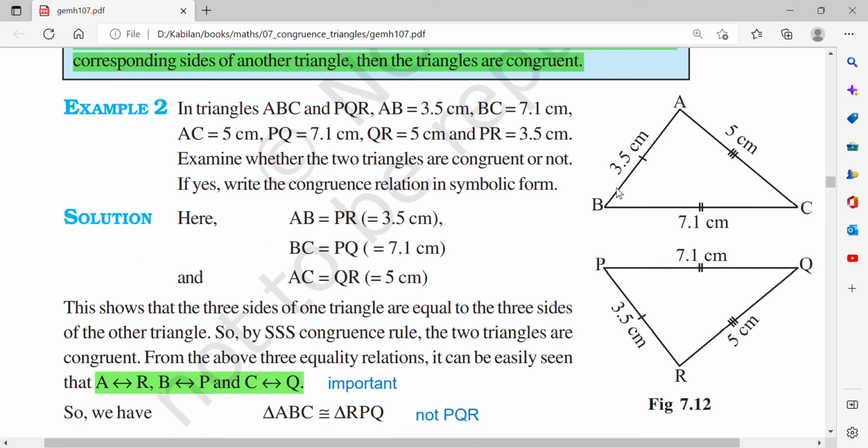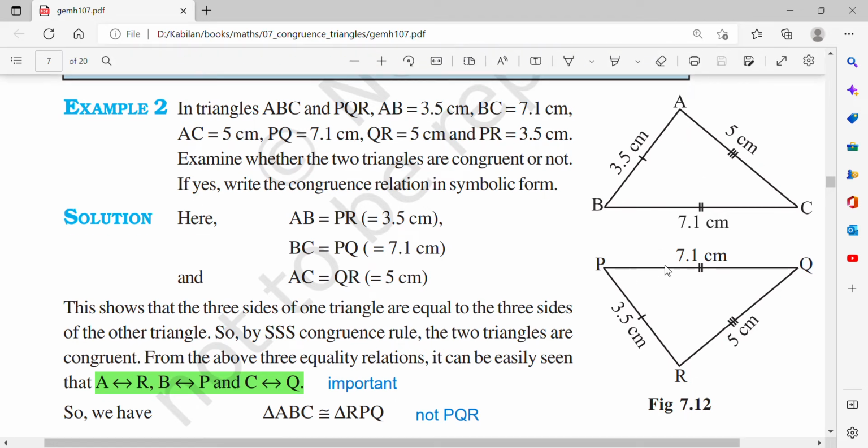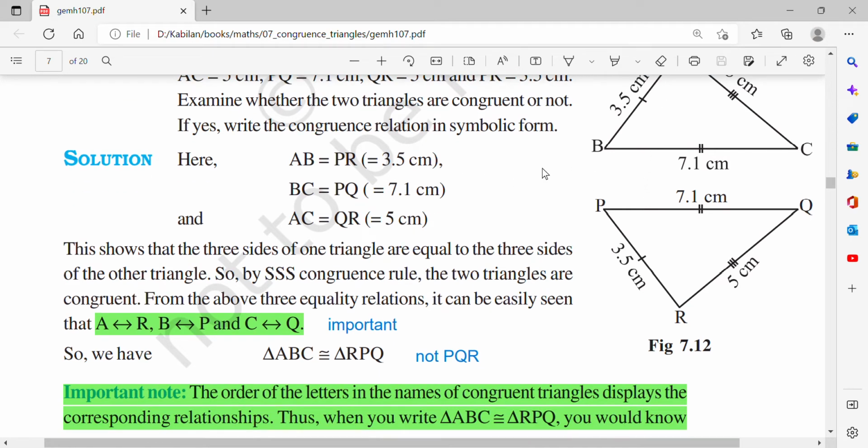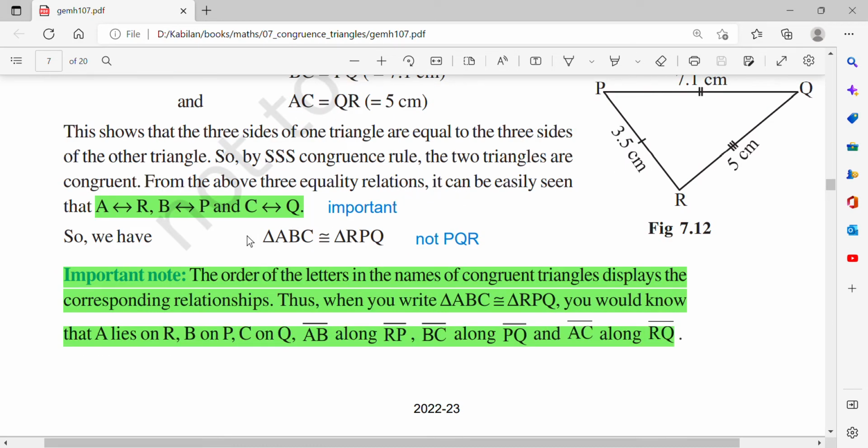So here we have two triangles, ABC and RPQ. You see these corresponding vertices: A corresponds to R, not A corresponds to P or Q. A corresponds to R, B corresponds to P, and C corresponds to Q. So now these three sides are equal, the three vertices match, so these two triangles are congruent. It is written like this: triangle ABC is congruent to triangle RPQ.